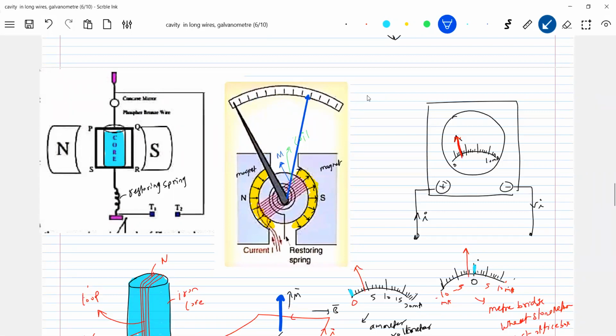So there's a mechanism. As you pass current, the pointer will deflect. So the current and deflection should be proportional, no? To make it linear, a radial magnetic field is brought here. Got the idea, no? So there is a method we are following.